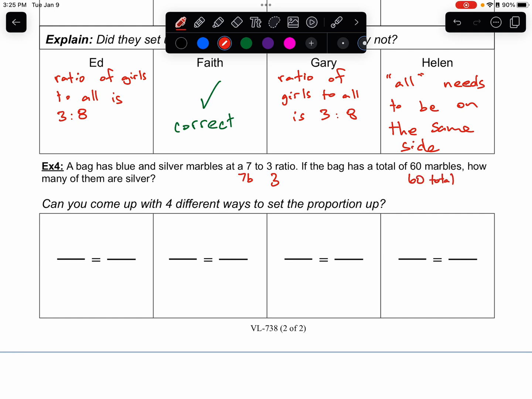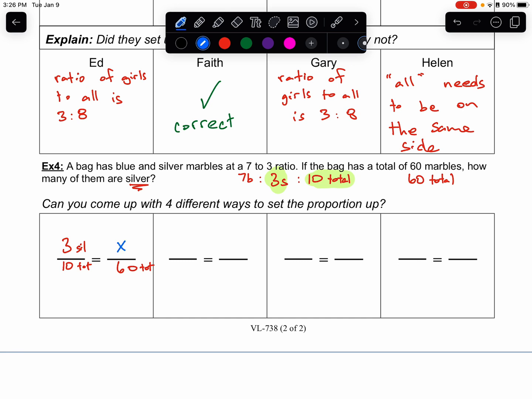So if the ratio of marbles is 7 to 3, and we need a ratio total, 7 plus 3 is 10, so the ratio total is 10. So, in order to figure out how many of them are silver, I need the silver number, and I need this number right here, the ratio total. So one way of setting it up is there are 3 silver marbles, and there are 10 total. That's a ratio total. If there are 60 total, that'll go on the bottom. Then, how many of them are silver?